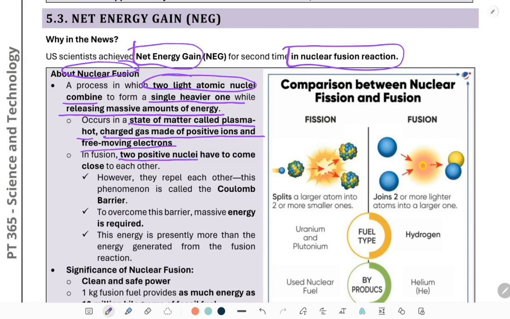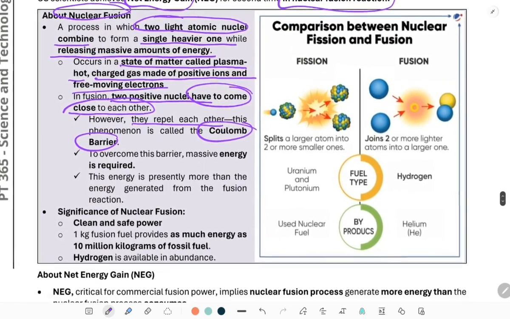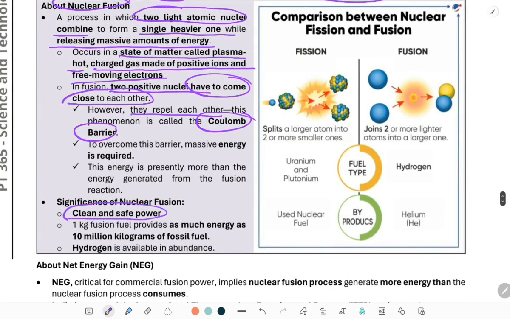And next, in fusion, two positive nuclei have to come close to each other. However, they repel each other. This phenomenon is called the Coulomb barrier. And next, the significance of nuclear fusion is that it's clean and safe power, and 1 kg of fusion fuel provides as much energy as 10 million kilograms of fossil fuel. Hydrogen is available in abundance.